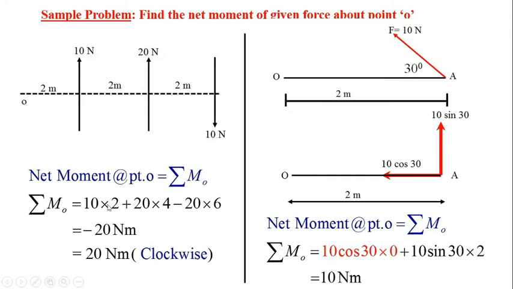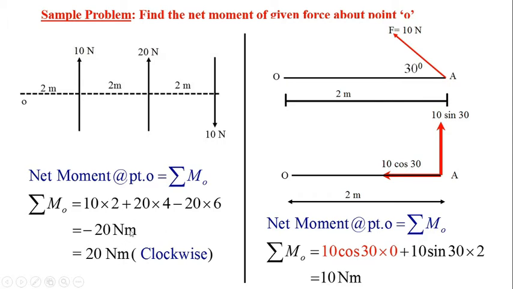So, 10 into 2 plus 20 into 4 minus 20 into 6. Or let us consider this force as 20 for simplicity. Here by mistake it has been written as 10. So, say 20. Okay. So, 10 into 2 plus 20 into 4 minus 20 into 6. Remember, this is 20 Newton force. So, minus 20 into 6, plus 80. Okay. So, minus 40 plus 20 minus 20.